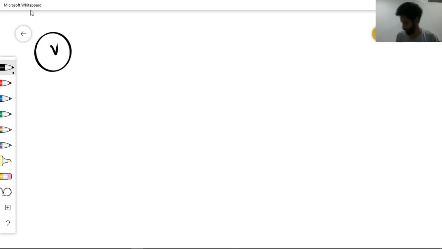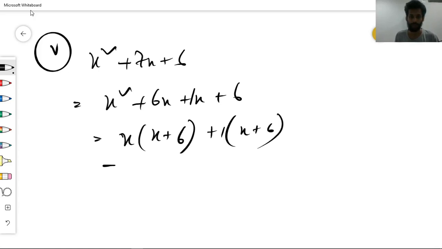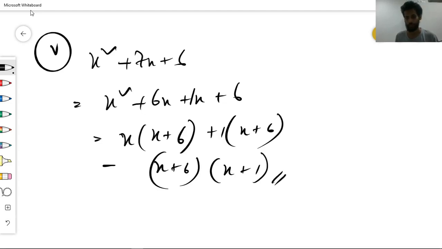Now number 5 will be x square plus 7x plus 6. Here it will be x square plus 6x plus x plus 6. So here it will be x common x plus 6, and 1 common x plus 6. So x plus 6 is common, x plus 1. Okay, this is the answer.